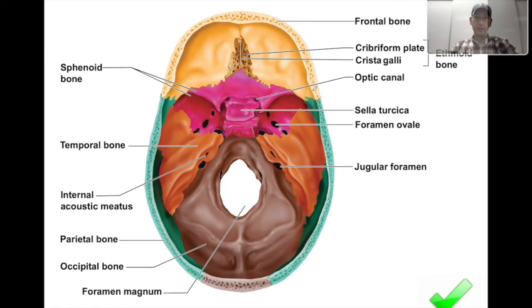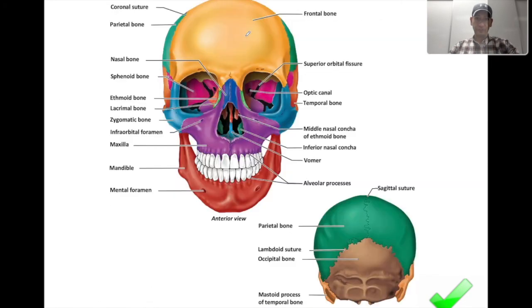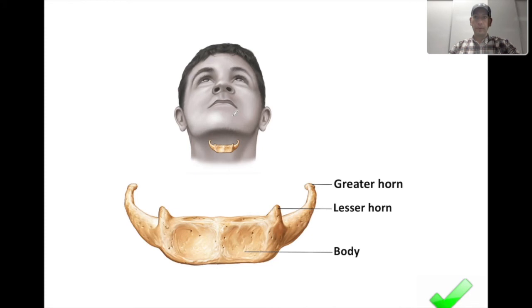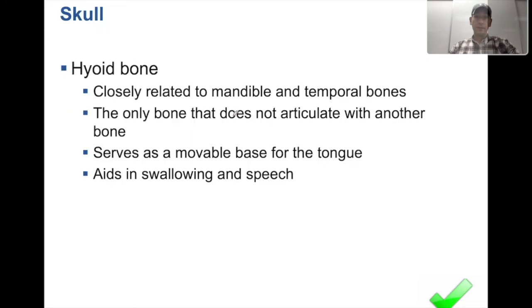Here's the sphenoid, by the way. All this is the sphenoid. This purplish, pinkish. Your ethmoid is right here. You can see a little bit of the ethmoid right up in there too. The hyoid is the only bone that doesn't articulate with any other bone. It's called the hyoid bone.